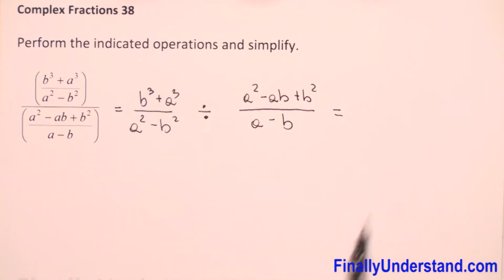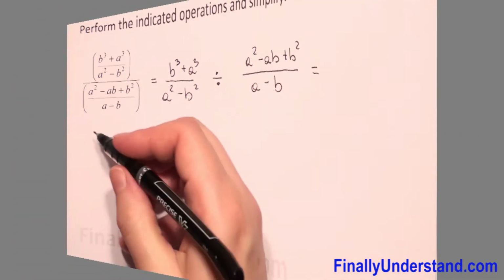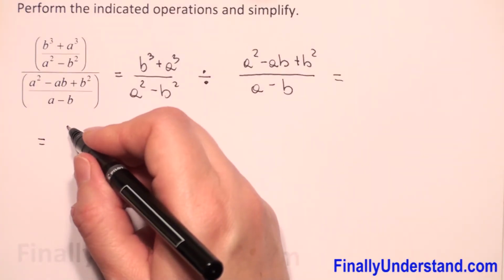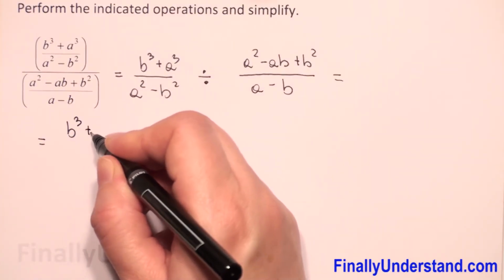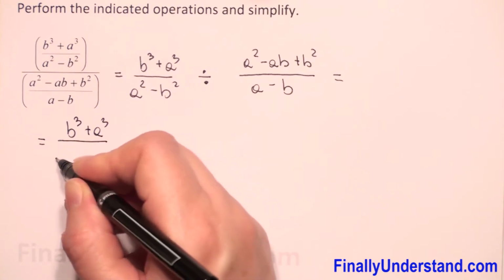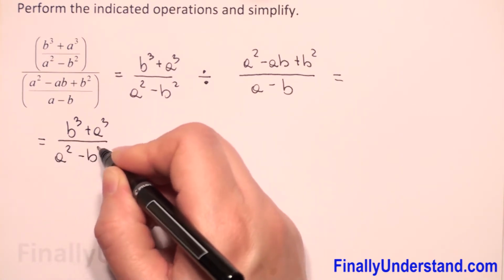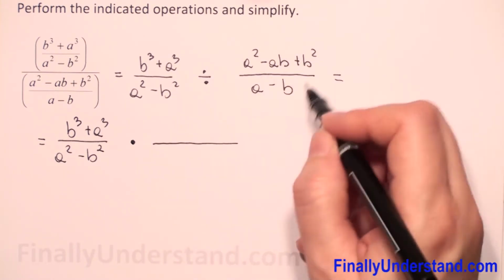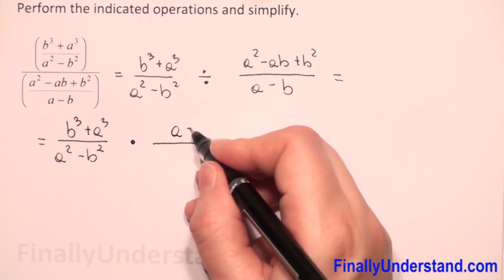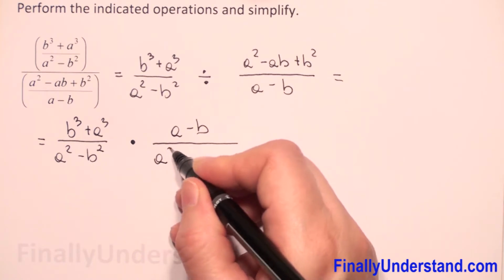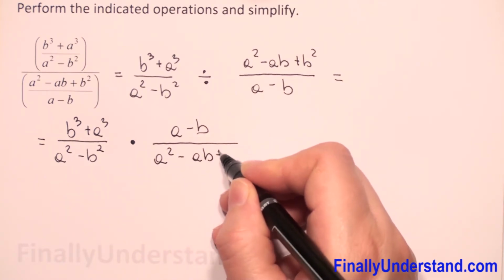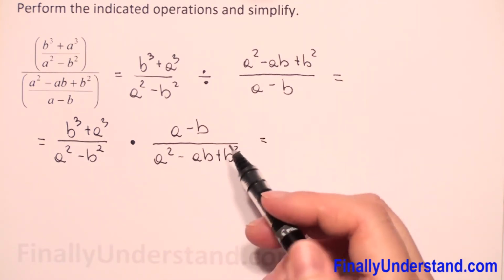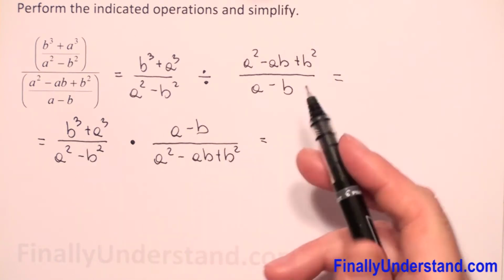Next, we have a division of two algebraic fractions. So we have to copy the first fraction, change the division sign to multiplication, and we have to flip the second fraction. So it will be a minus b over a square minus ab plus b square. So this is equal. Now we have a multiplication of algebraic fractions.